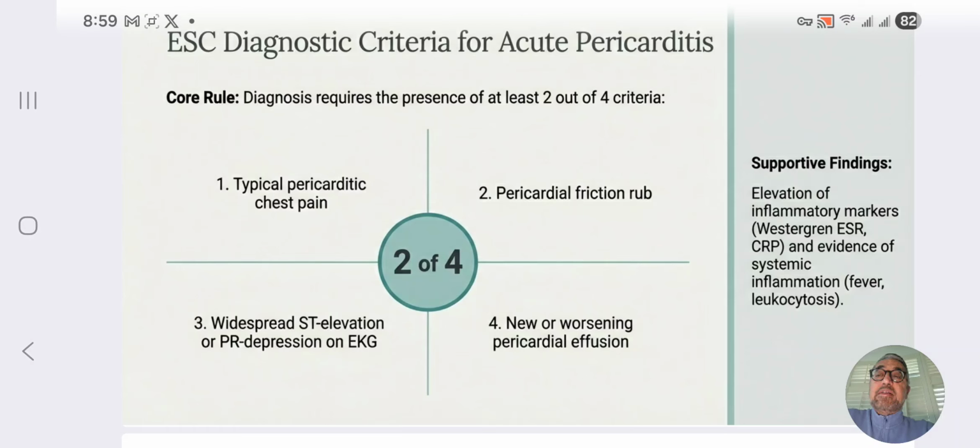ESC diagnostic criteria for acute pericarditis include typical pericardial chest pain, pericardial friction rub, widespread ST elevation, new or worsening pericardial effusion, 2 of these 4.